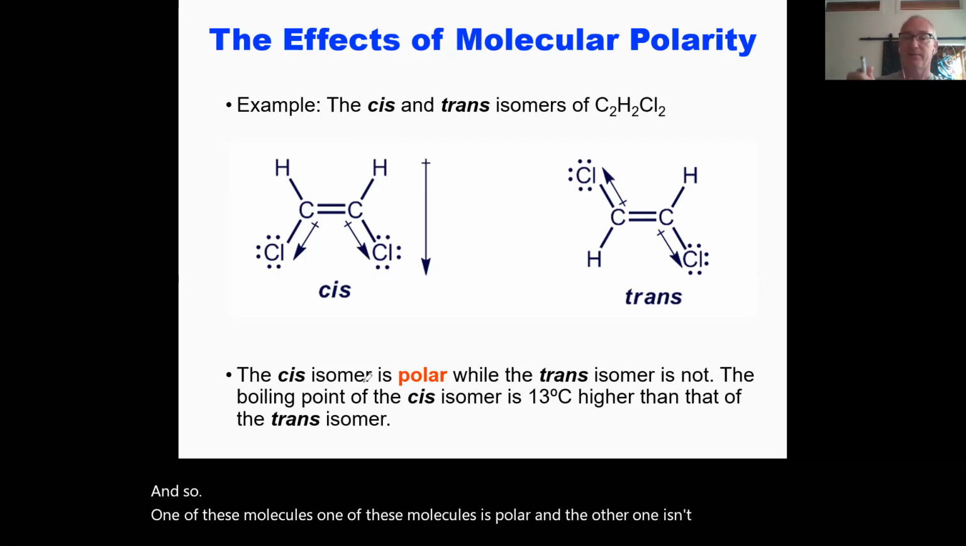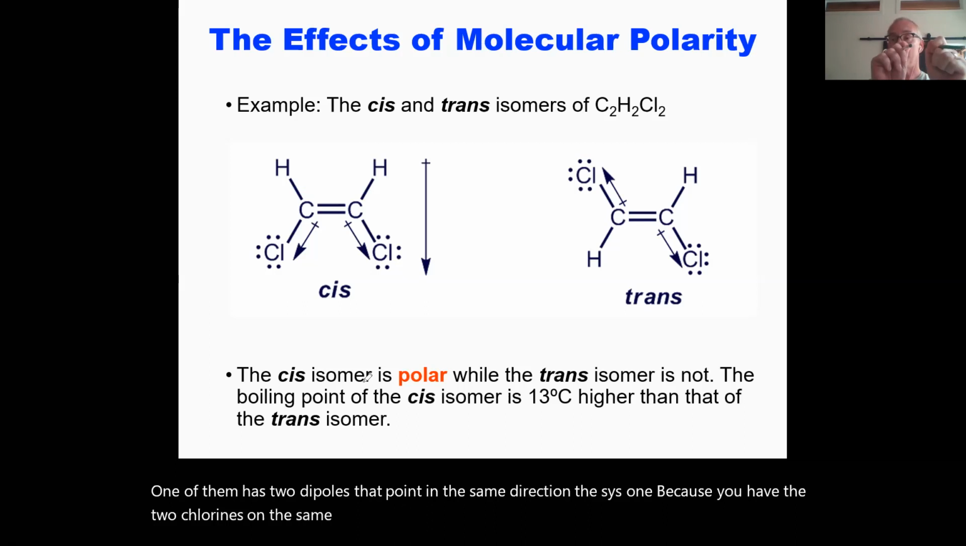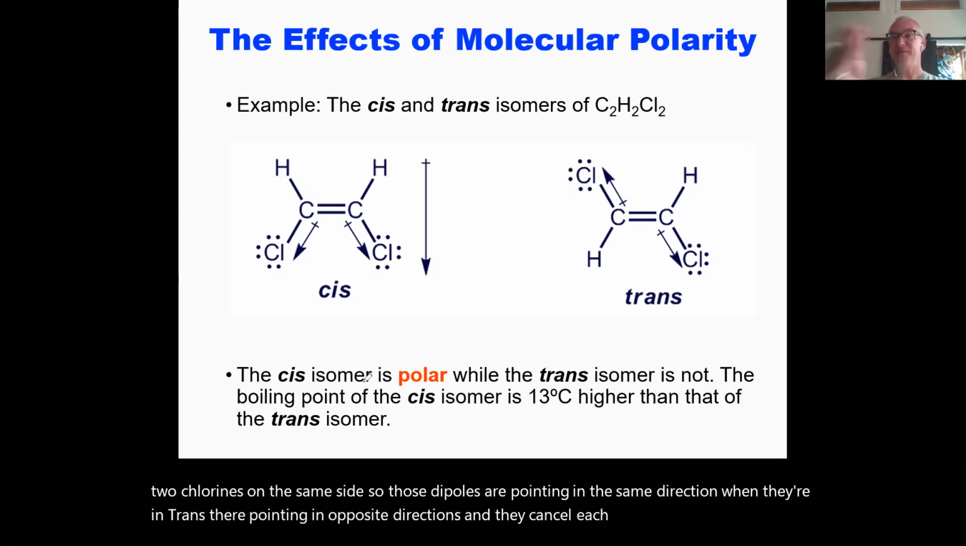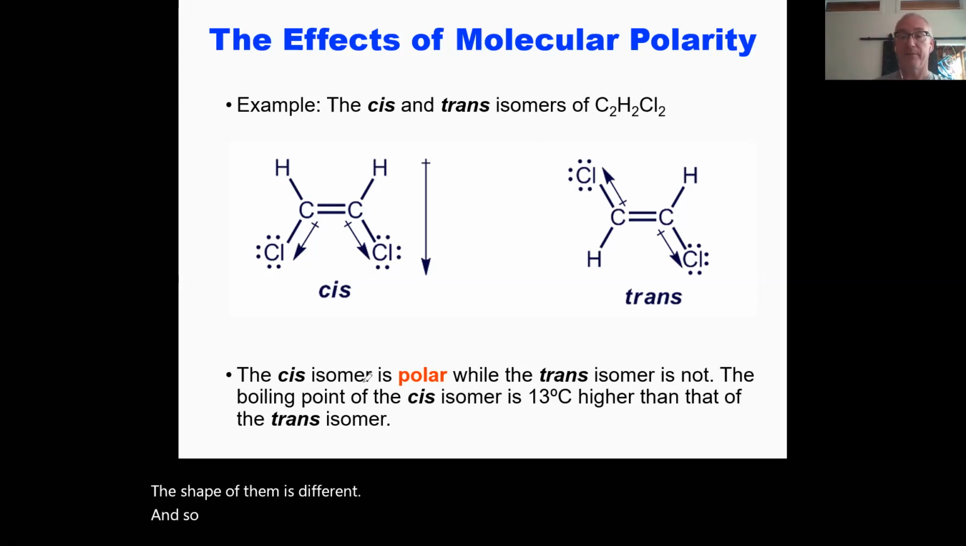The cis one has two dipoles that point in the same direction, because you have the two chlorines on the same side. When they're in trans, they're pointing in opposite directions and they cancel each other out. So even though they're pretty much exactly the same molecule, the shape of them is different. And so you could actually separate them by distillation.